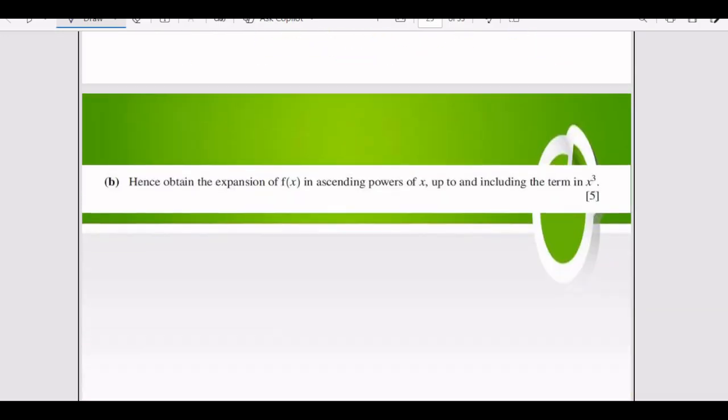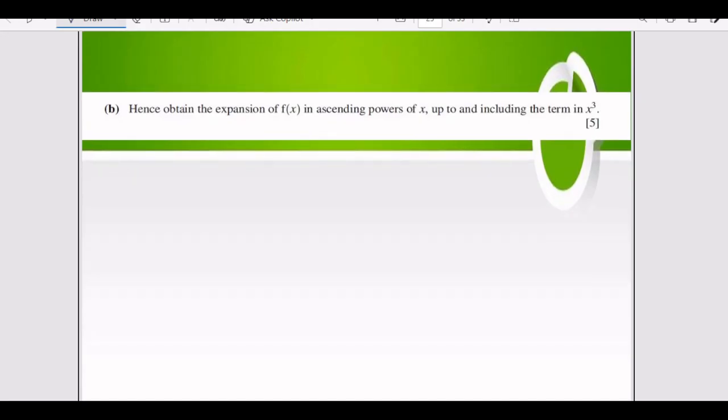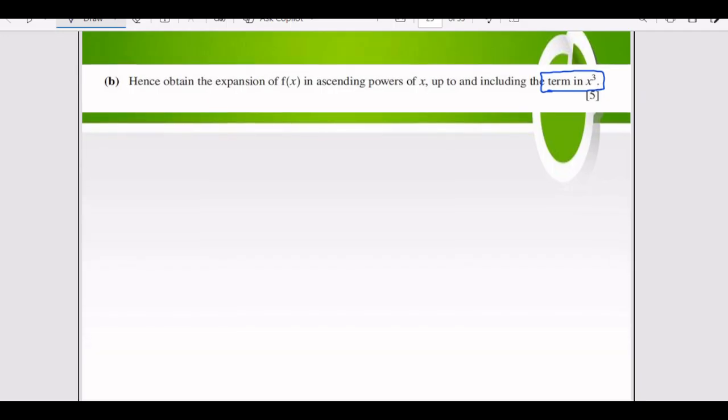If you move to the next part, hence obtain the expansion of f(x) in ascending powers of x up to and including the term up to x cubed. So we are looking for the third term now. As you know, we are using the binomial expansion, so we will take the first 4 terms, which will give us up to x cubed. I'm taking from part 1. When it says hence, that means we are using part 1.